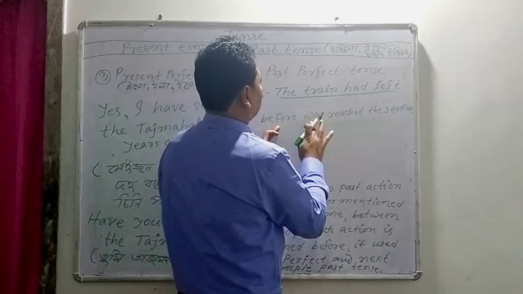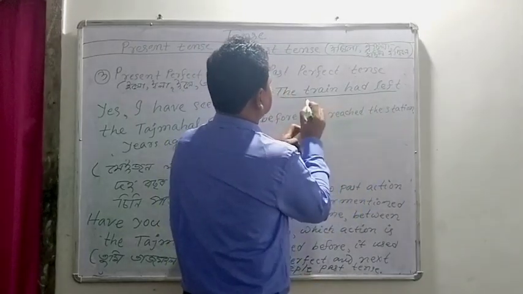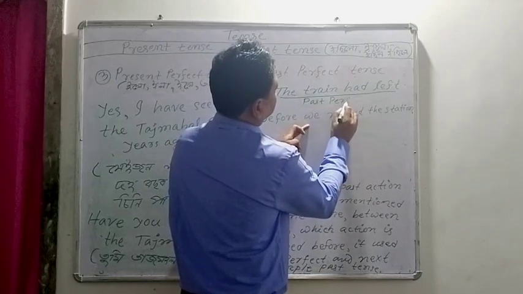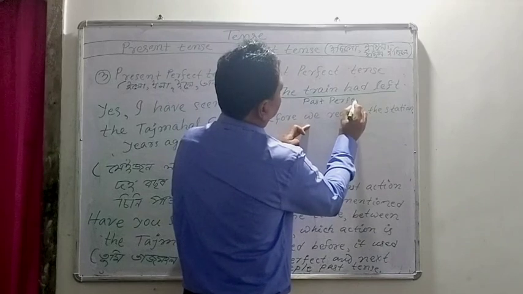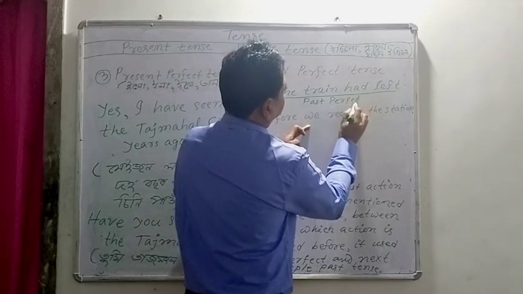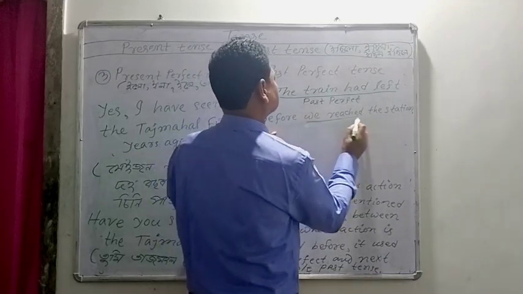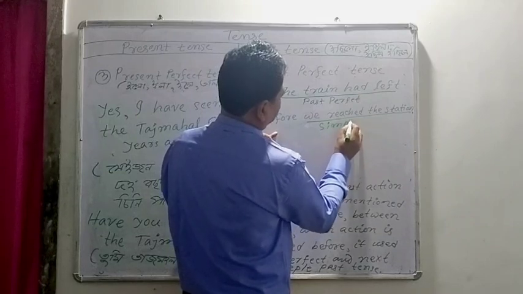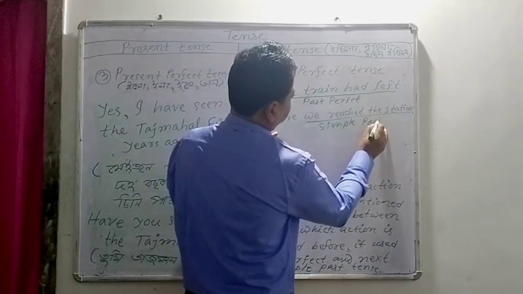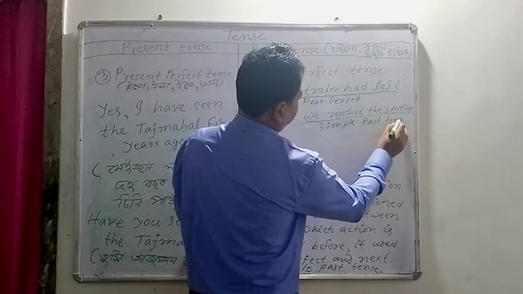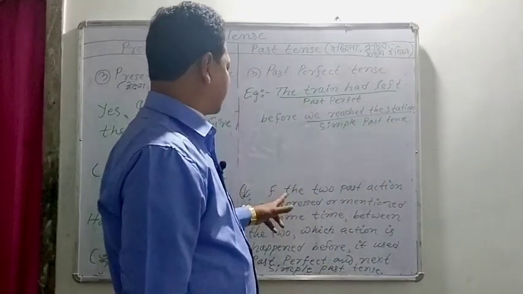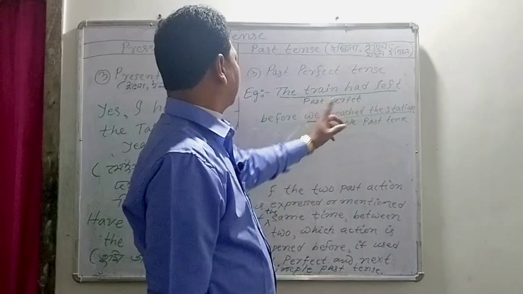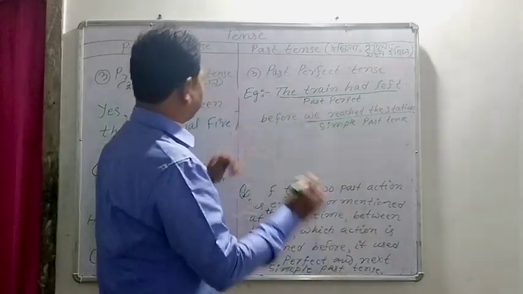And before we reached the station, this is what? This one, this construction is past perfect, according to the formula of past perfect. And this one what? Simple past tense. In this section I have given you that the train had left is past perfect, and before we reached the station is simple past. This means now you can understand more.